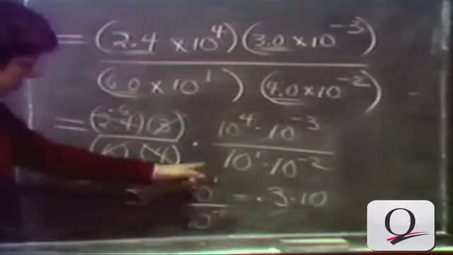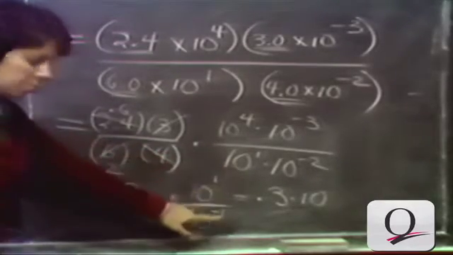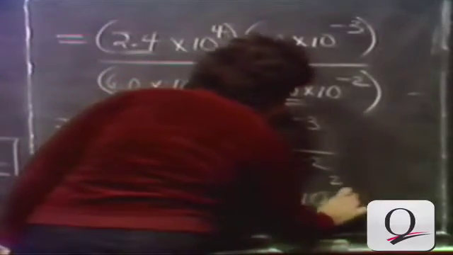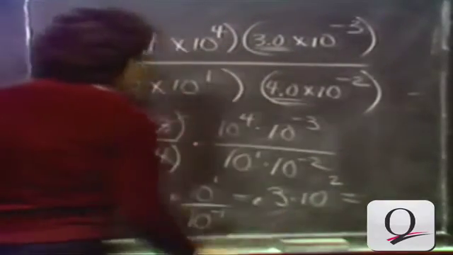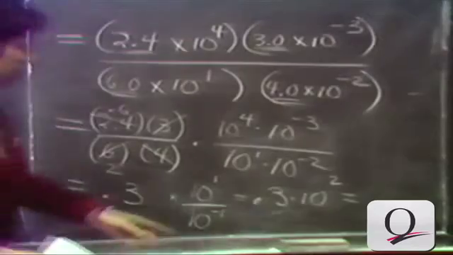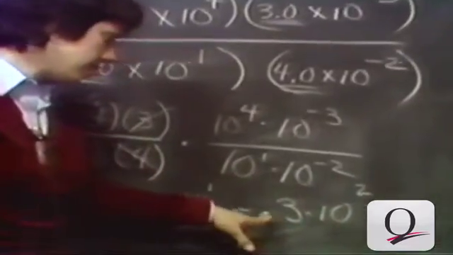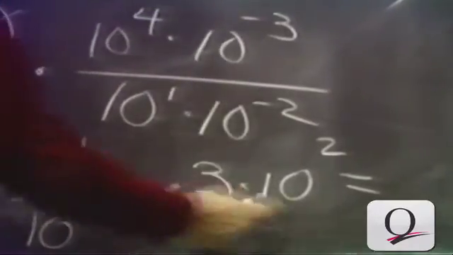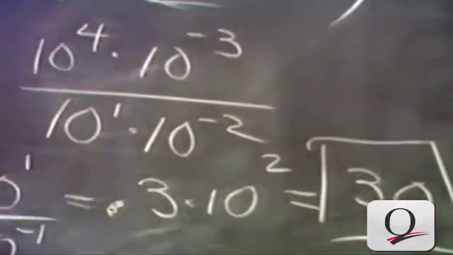Now, when you're dividing, you have to subtract the power. So 1 minus a minus 1, that's the second power. So we get 0.3 times 10 to the second power. And multiplying by 10 to the second power has the effect of moving the decimal 2 places to the right. So from 0.3 to 3 and then to 30, giving us our final answer of 30.